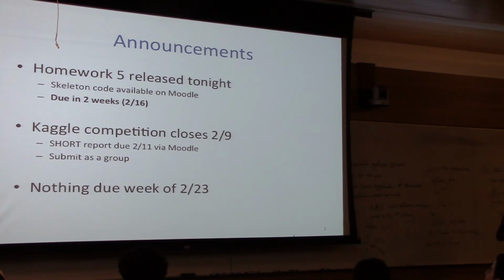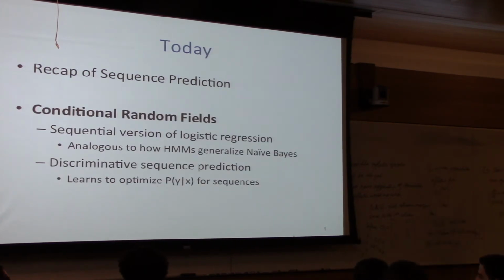Okay. So today we'll first do a brief recap of sequence prediction. And then we'll jump into conditional random fields, which you can think of as a sequential version of logistic regression, analogous to how hidden Markov models are a sequential version of naive Bayes. Another way to think about conditional random fields is that it's a discriminative sequential model that learns to optimize the probability over output sequences given input sequences, rather than a generative model like hidden Markov models. And we'll talk about each of these points throughout this lecture.